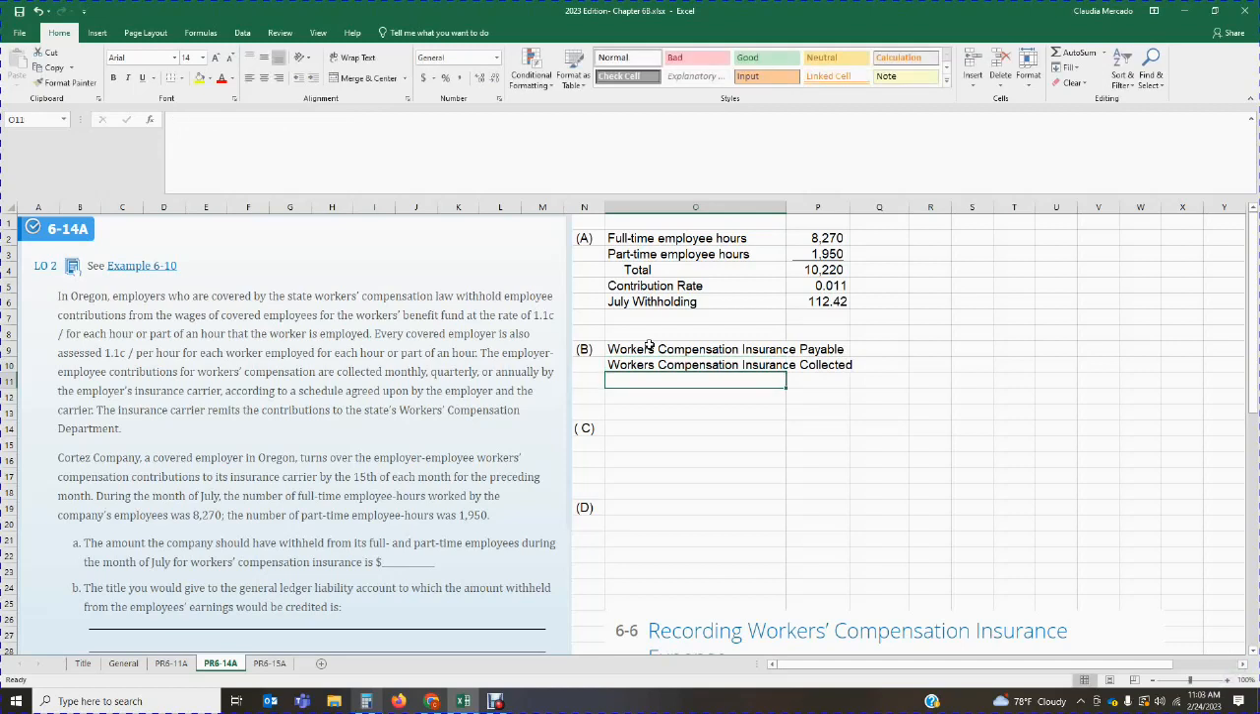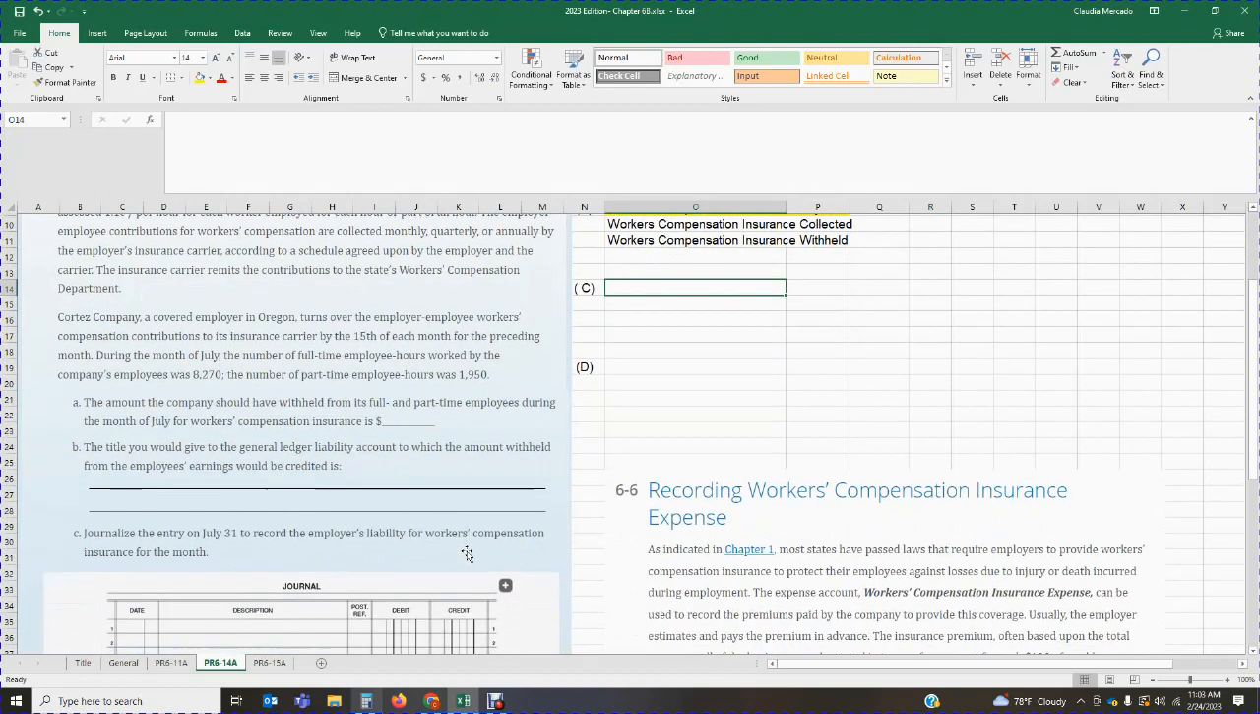or you can title it workers' compensation insurance withheld. To me, if it was up to me to name it, I would name it workers' compensation insurance payable. That aligns with the rest of the accounts that I'm using. I'm using FUTA taxes payable, SUTA taxes payable, FICA taxes payable. So just to keep in the same alignment, I would use workers' compensation insurance payable. But the other two options are also valid. So those are some options that you can use.